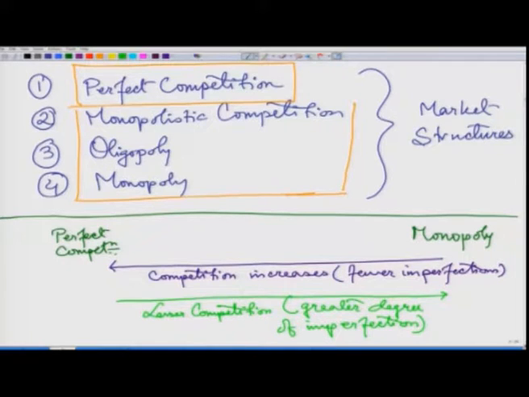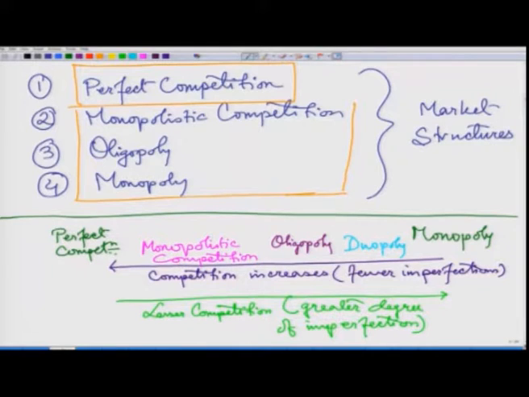Yes, and in between there will be first monopolistic competition, and second there will be oligopoly, and if you can, then the third will be duopoly.